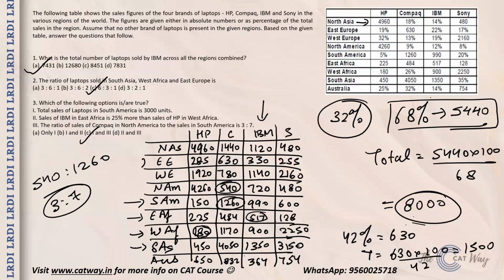So this was a pretty easy set, guys. Just that a small trick was there of calculating what percentage has not been given. Relative to that, you will be able to know what absolute figure is available, the absolute number of a certain percentage, that is the remaining percentage, and from there you can calculate the total and get the exact figures for each region for each laptop. From there, the question becomes very simple, and hope you have understood the set well, guys.